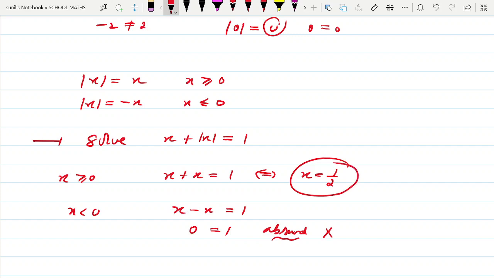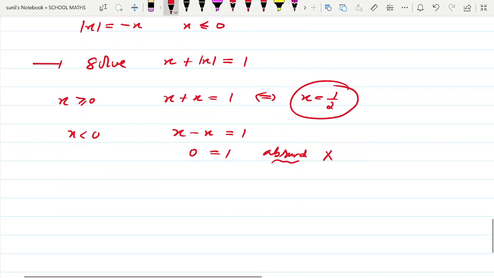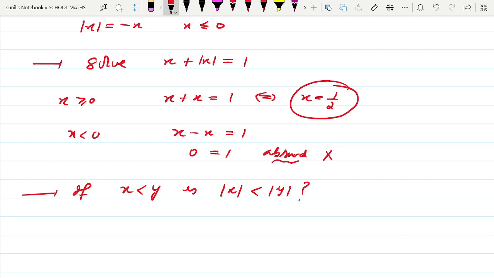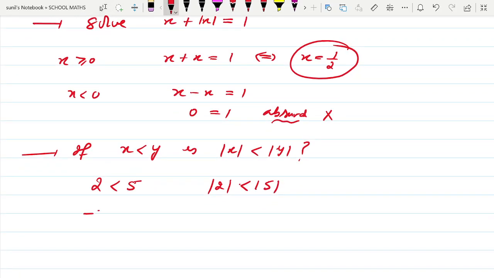So the only solution is x equals half. And now guys, I'm asking a question again. If x is less than y, is mod x less than mod y? This is the question. Now before giving the answer, let us try it. Certainly when 2 is less than 5, definitely mod of 2 is less than mod of 5. Now minus 3 is less than 6. In this case also mod of minus 3 is less than mod of 6.